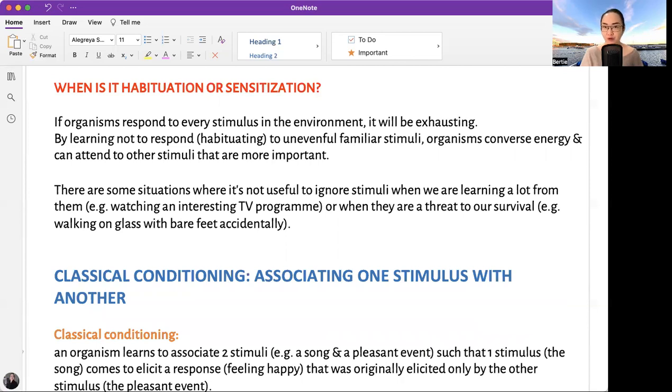that are more important. There are some situations where it's not useful to ignore stimuli when we are learning a lot from them. For example, watching an interesting TV program or when they are a threat to our survival. For example, walking on glass with bare feet accidentally.